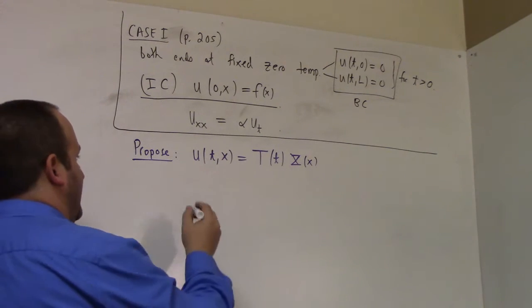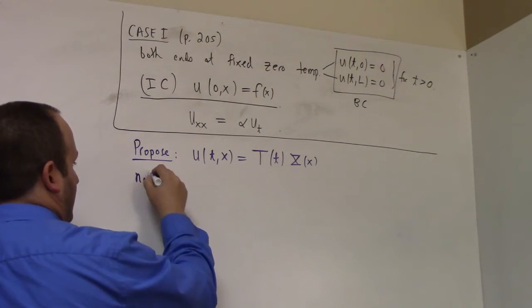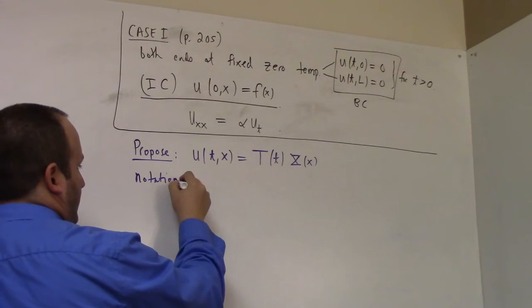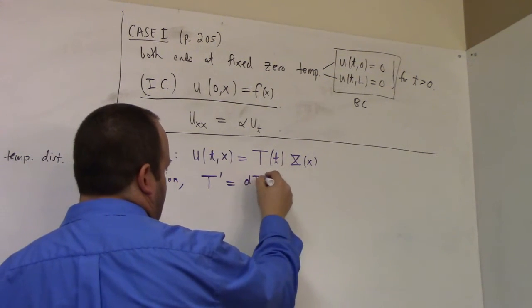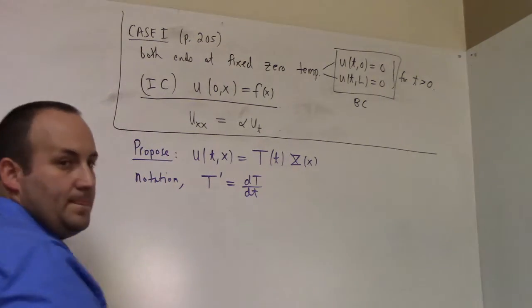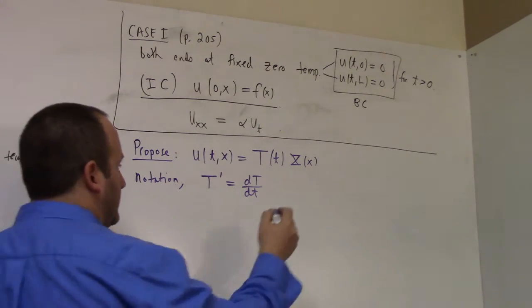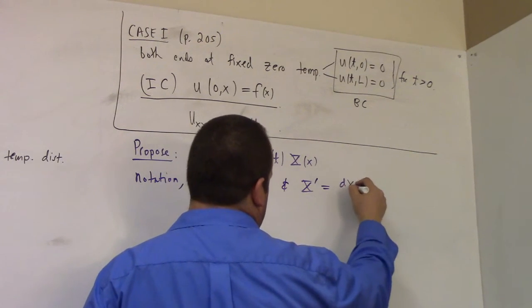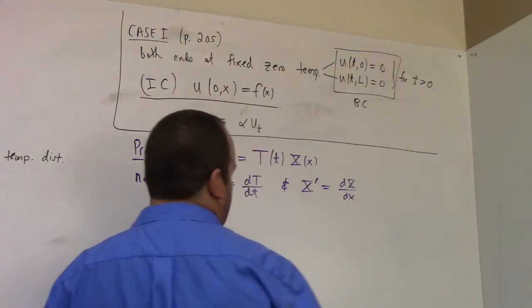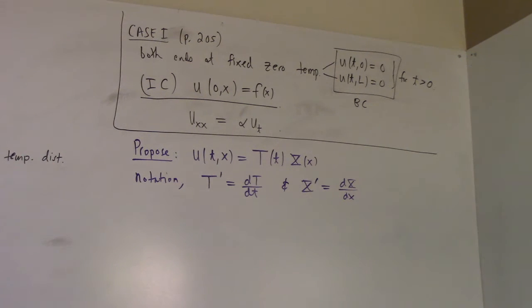Our notation is pretty nice here. T prime means dT dt. In contrast, X prime means from context dX dx. Big X for the dependent variable, little x for the independent variable, just convenient notation. In writing, there's no danger of confusion. In talking, perhaps there is.